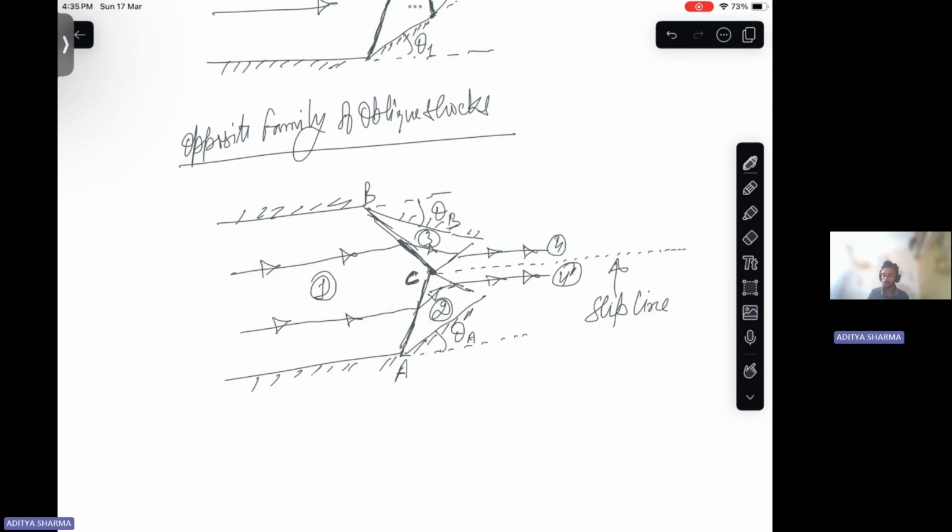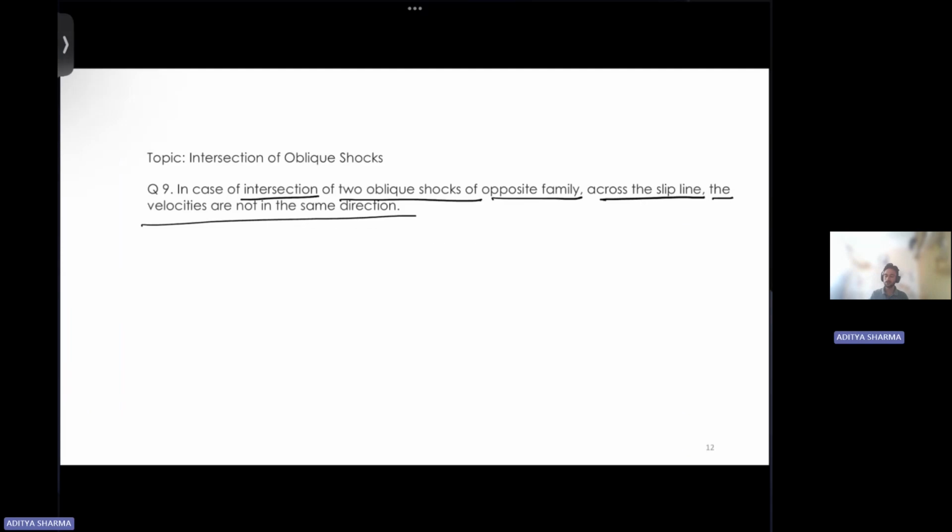So these are the two regions where the static pressures will be the same, the flow directions will be the same, but the entropy change has been different, for the same initial upstream Mach value that was in region 1, right?